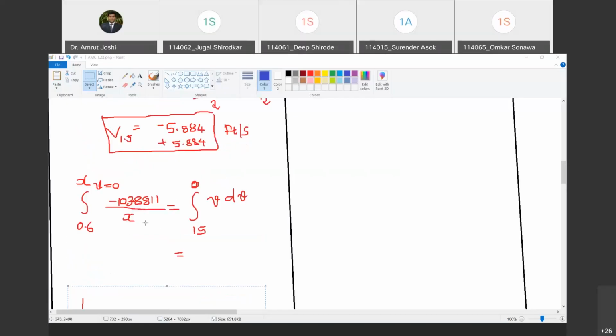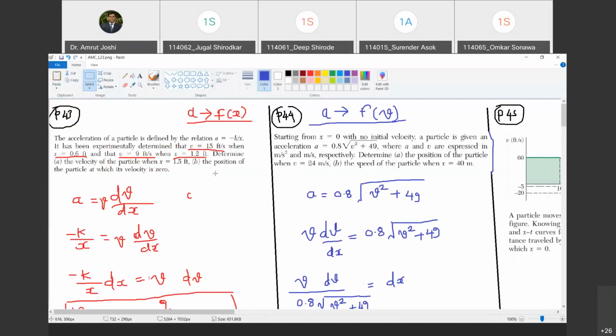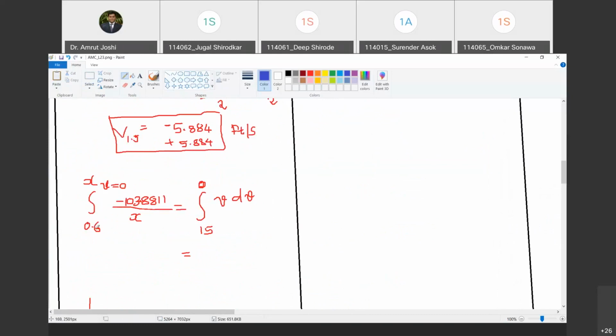Okay, so in yesterday's class, I had asked you to solve the second part, and the second part of the question was you had to find out the position of the particle when its velocity is zero. So that condition was represented by this integral equation: integration from position 0.6 to x at v equal to 0 of minus 103.8811 by x is equal to integration from velocity 15 to 0 of v dv. So you had to solve this.